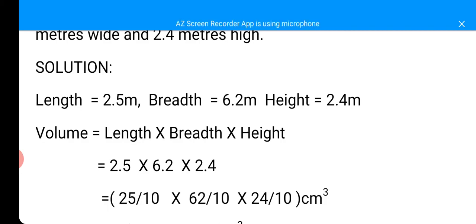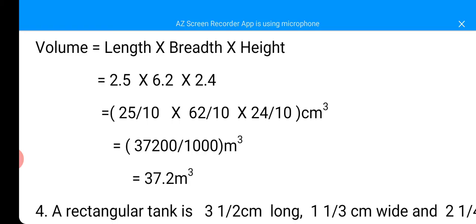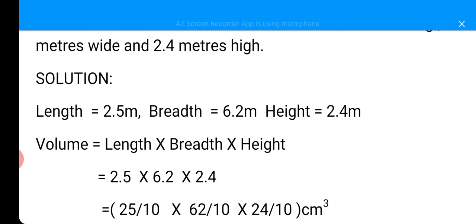That is 25 all over 10. You change 2.5 to fraction, 25 over 10. 6.2 to fraction, 62 over 10. 2.4 to fraction, 24 all over 10. So we have 25 over 10 multiplied by 62 over 10 multiplied by 24 over 10. 25 times 62 times 24 will give us 37,200. 10 times 10 times 10 will give us 1,000. When we divide, we are going to get 37.2 meter cube as the volume of the box.